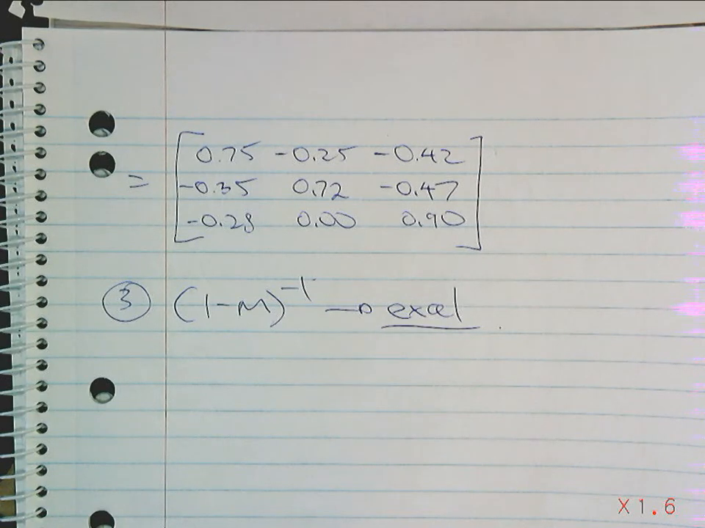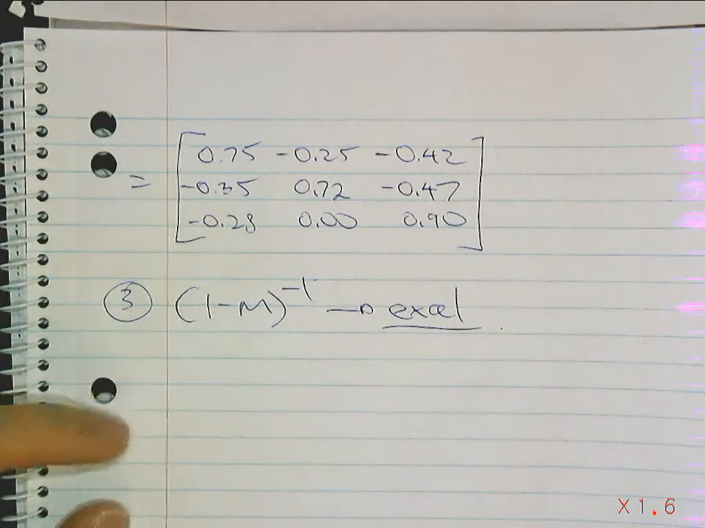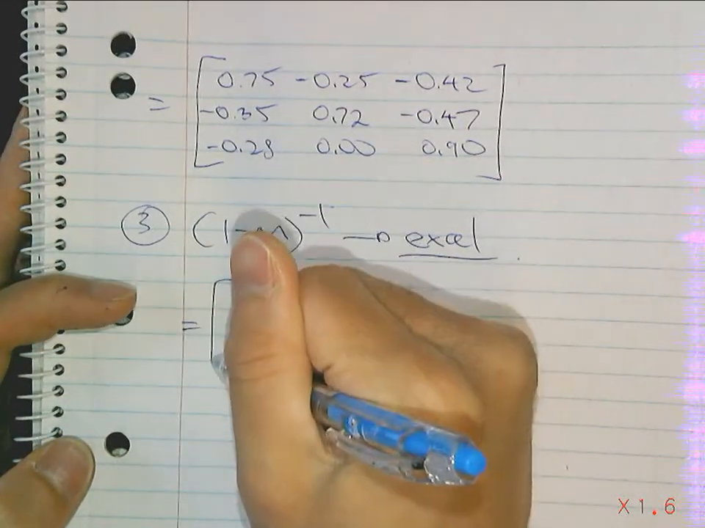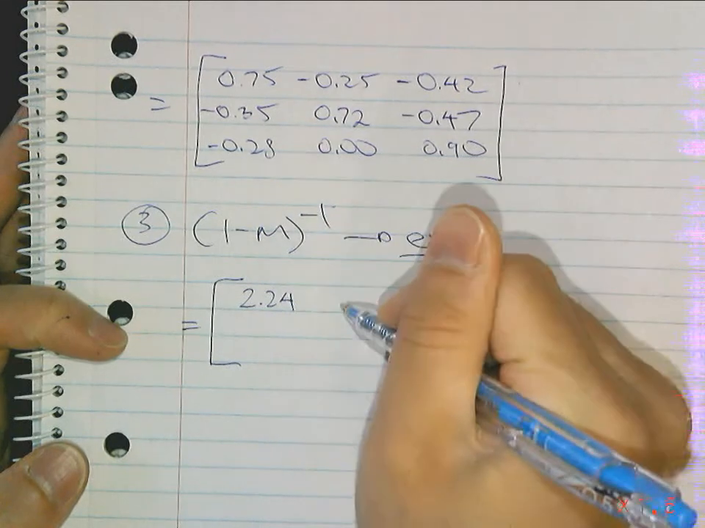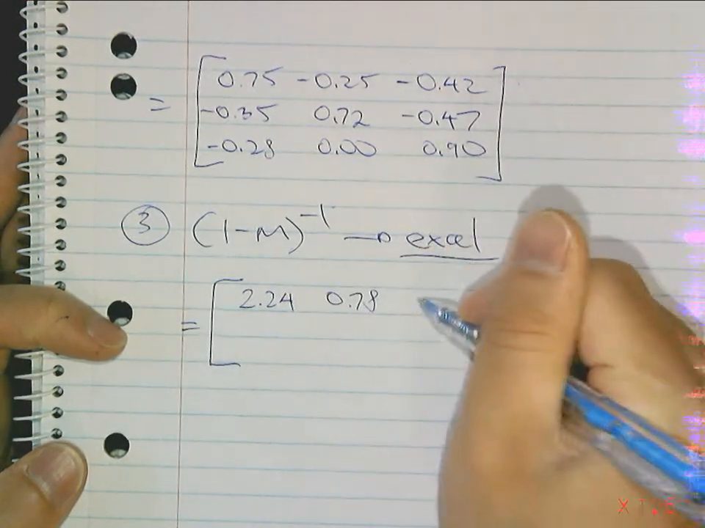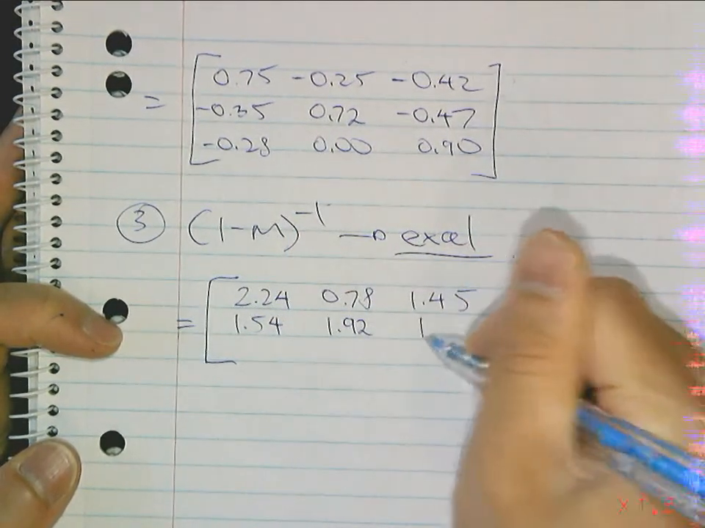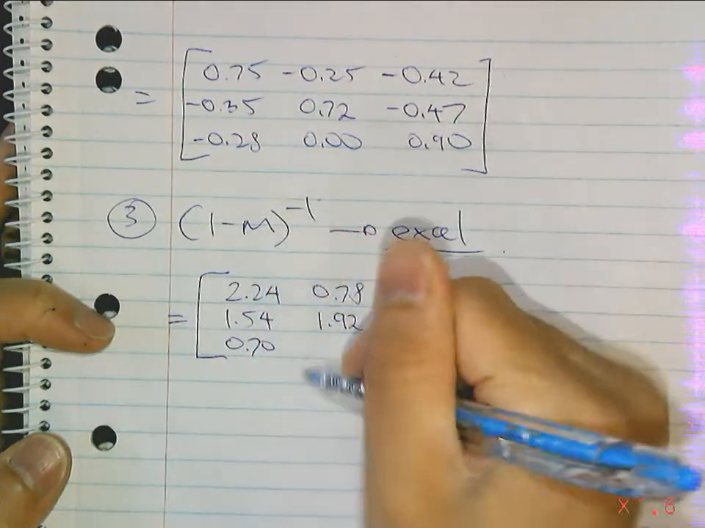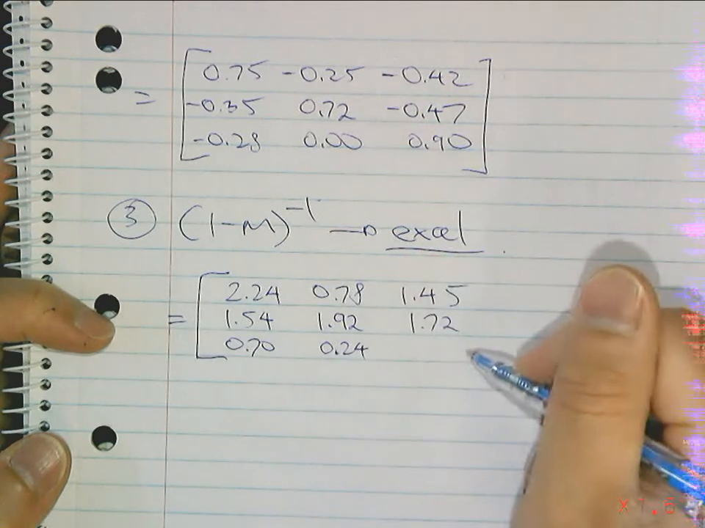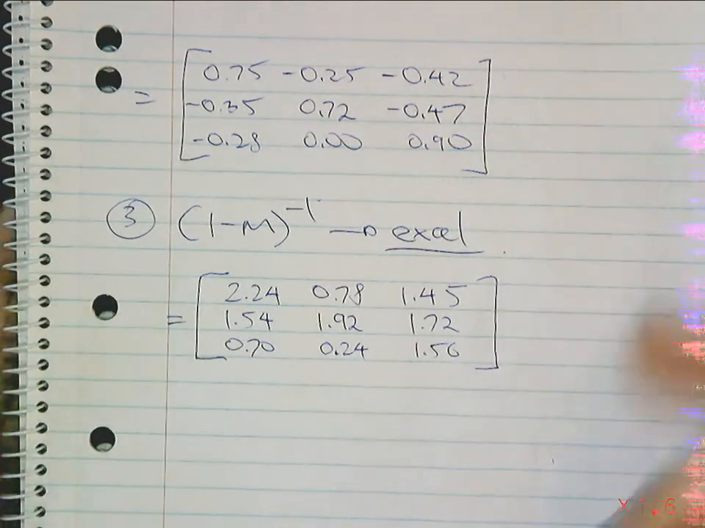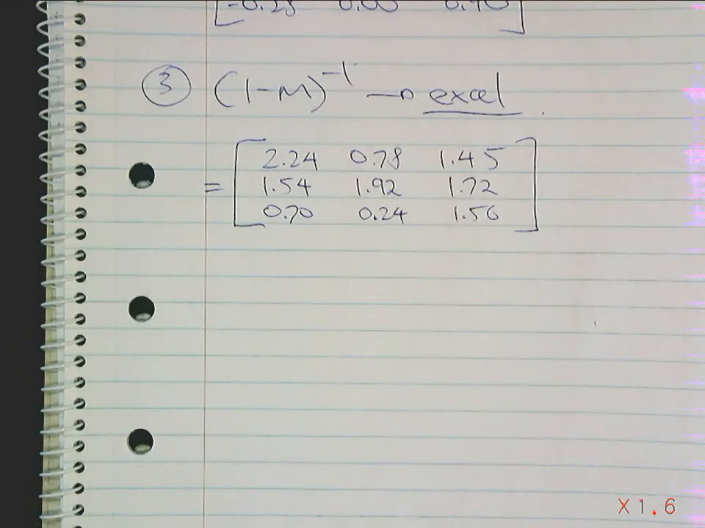So I'm just going to round these to 2 decimal places, just to make it a bit neater. Okay, there we are. There's the answer for my inverse of I minus m. That's the matrix I'm going to copy onto this. So this will be equal to the inverse of I minus m. Okay, so what's the next step?